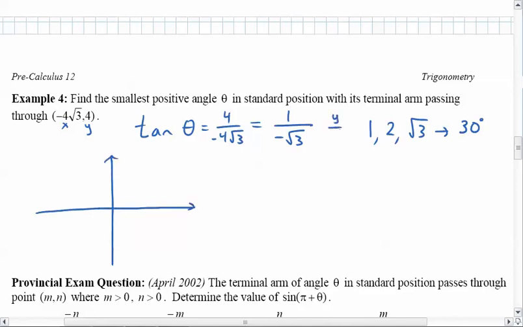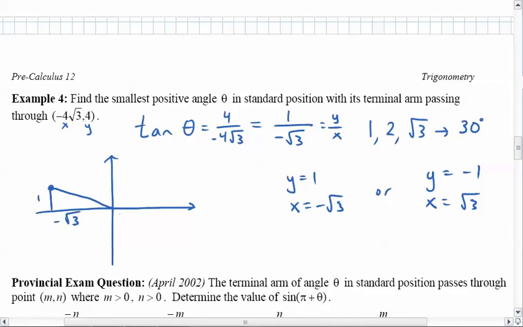This means that either y is 1 and x is -root 3, or y is -1 and x is root 3. So let's see. That means that y is the short side of the triangle. So y is my smaller one. So that means I'm looking at +1 and -root 3. Or y is negative, y is short. Draw the triangle always with the x-axis. So y is negative, x is positive. So there's my two possibilities.